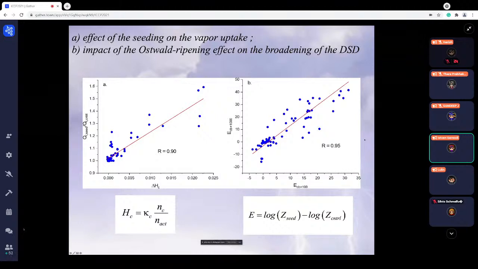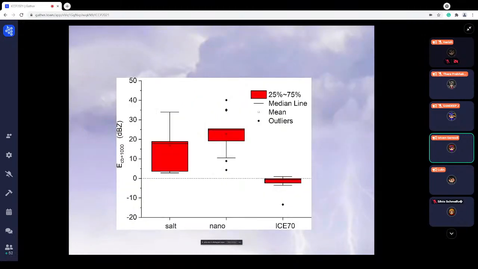And the last one: here you can see the estimated effect of different types of particles: salt particles, nanoparticles, and flare particles. This whisker box plot shows that if you compare the efficiency, we found the largest efficiency in the case of the nanoparticles. Sometimes it is similar to the salt particles, and the efficiency of the flare particles is almost negligible.